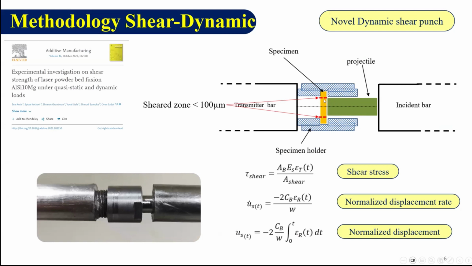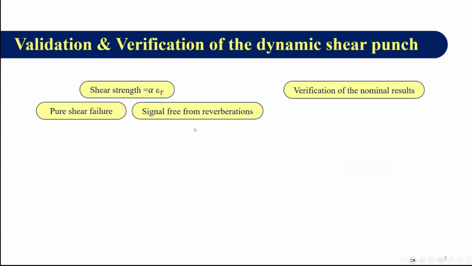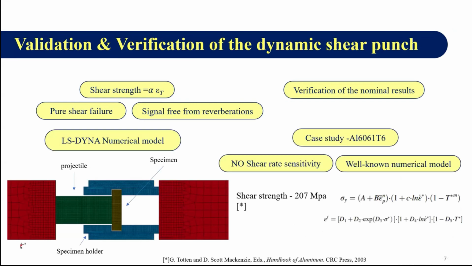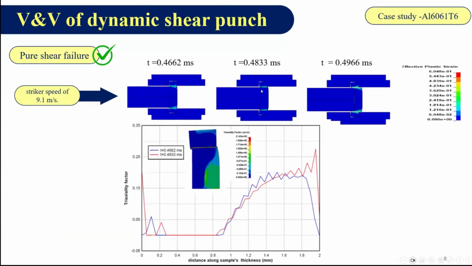This very thin area is sheared under pure shear stress mode. And we validate this approach by using an LS-DYNA numerical model. We took as a case study the aluminum 6061 T6 because it has no shear rate dependency, and its plasticity model and fracture model are very well known. And you can see here that in this small region that undergoes shear, there is almost zero triaxiality, in fact, zero triaxiality for most of the specimen, which indicates pure shear failure.